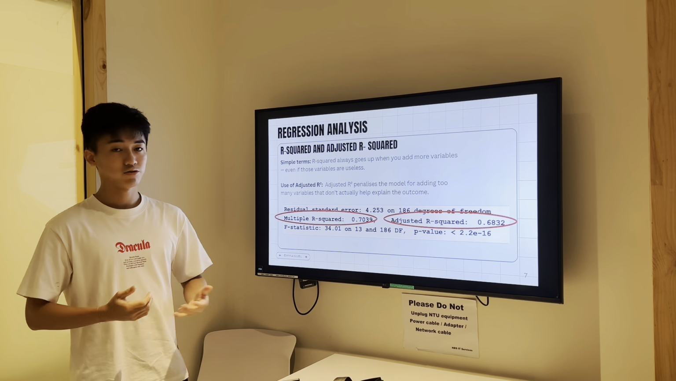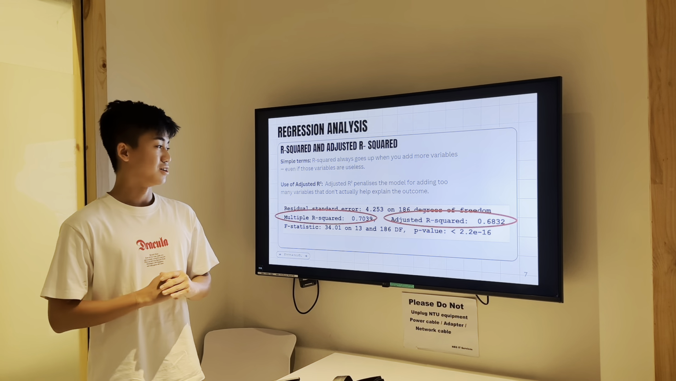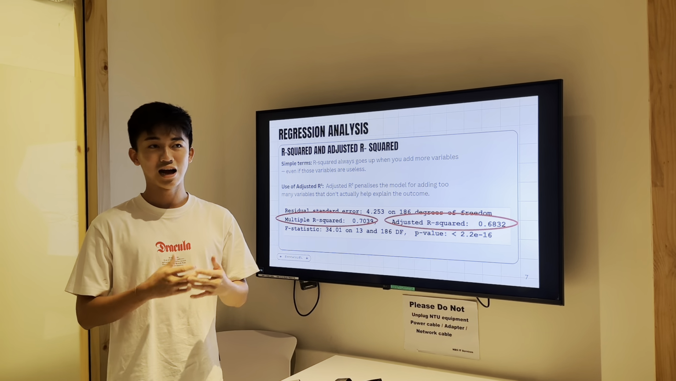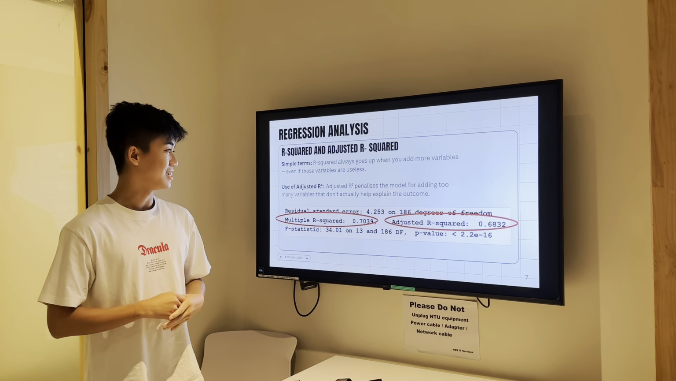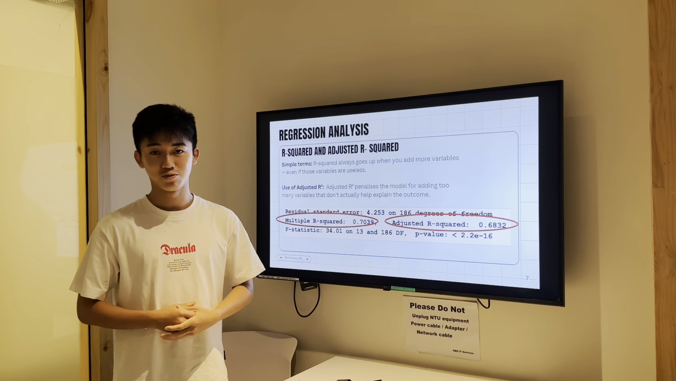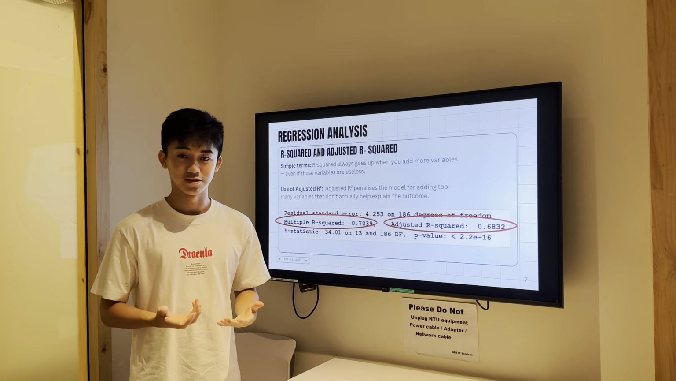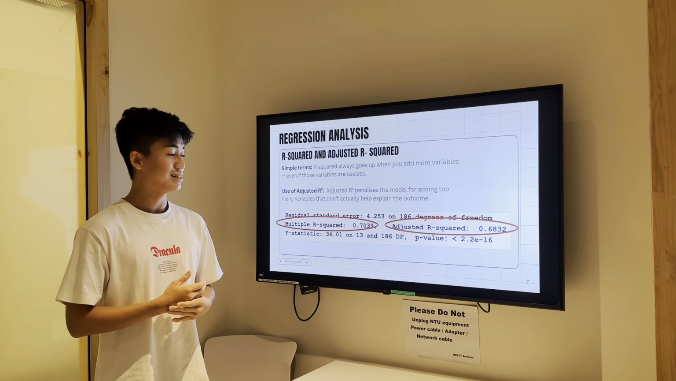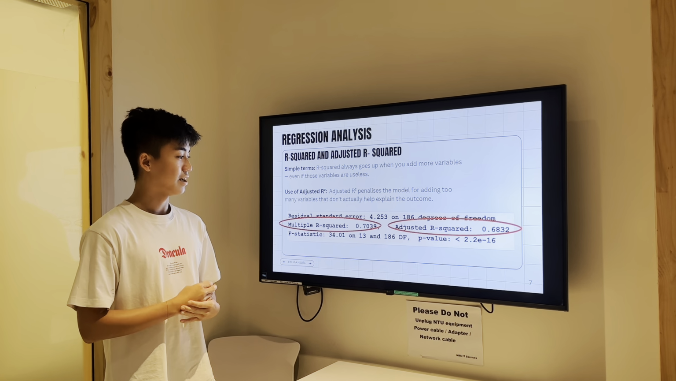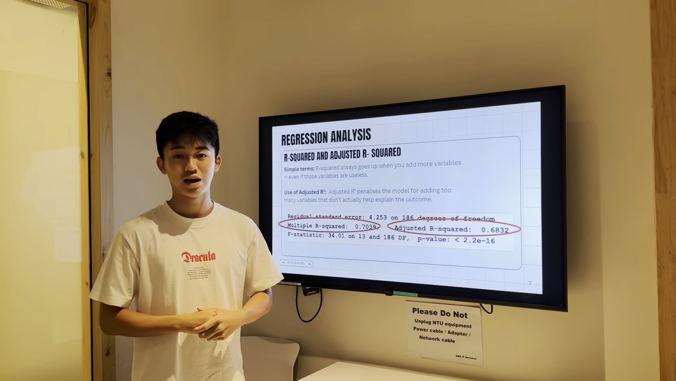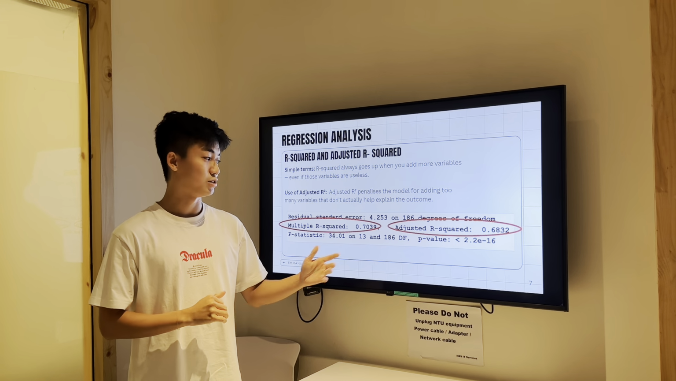Finally, for r-squared and adjusted r-squared, we use r-squared to measure how accurate our model is. But we have adjusted r-squared because the model is filled with variables that don't really matter. Adjusted r-squared takes these variables into account, and hence it is a better indicator of how accurate our model is. That's why we use adjusted r-squared.